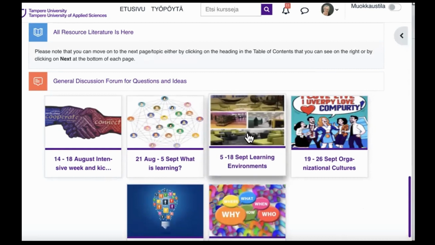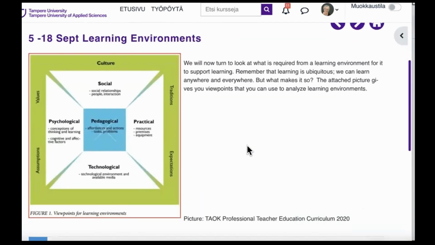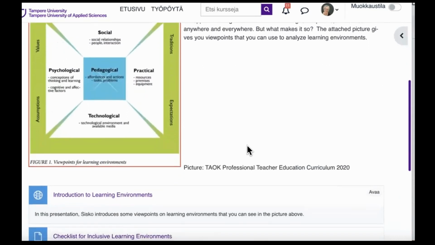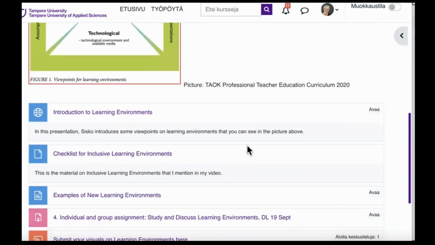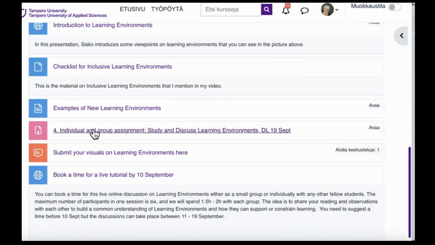The unit for learning environments takes 2 weeks. And here they get this picture about the different aspects of learning environments. And let's look at the assignment here.